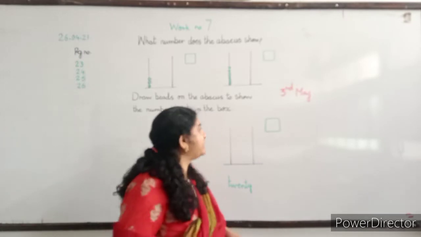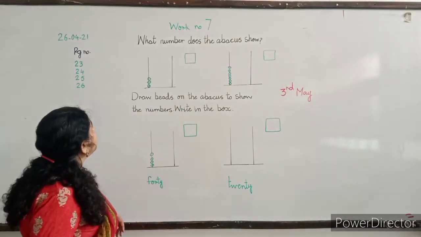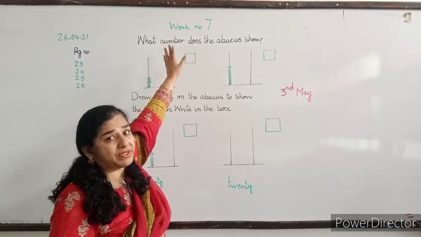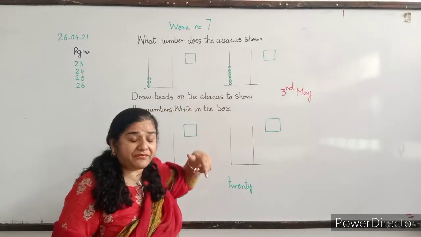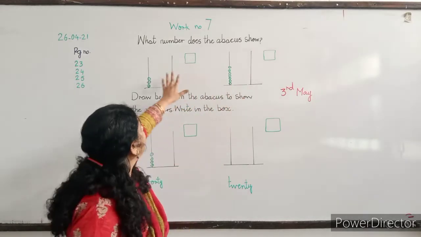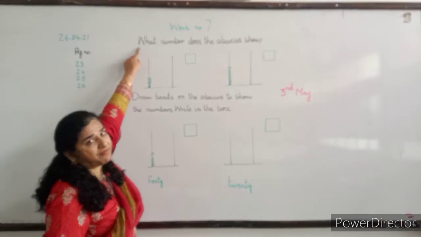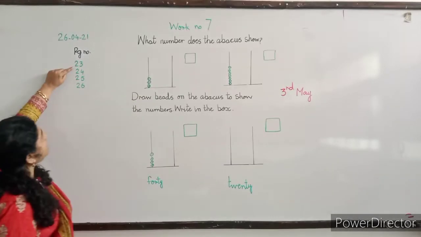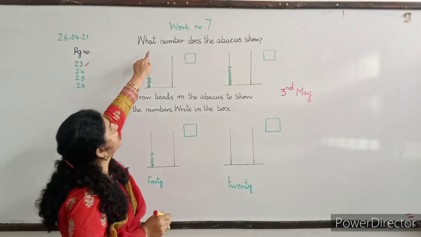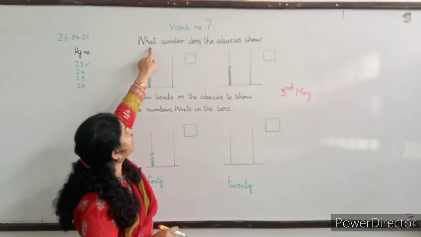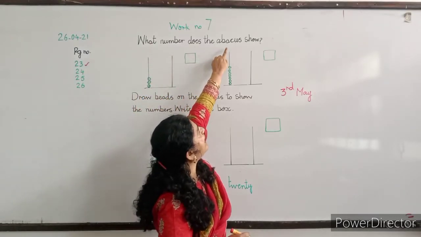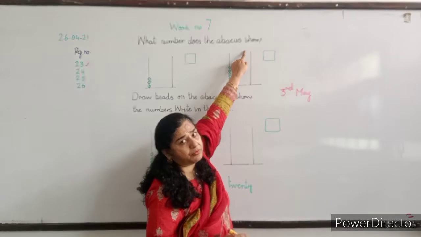Okay. Now look here children. Today we are going to do our work. Everyone has to read this question, because when you read the question, then you will understand what you have to do. Look here. This is page number 23, right? Now read it with me. What number does the abacus show?